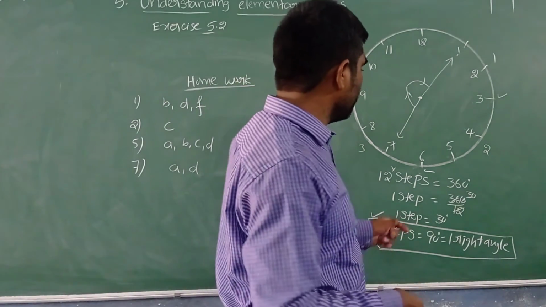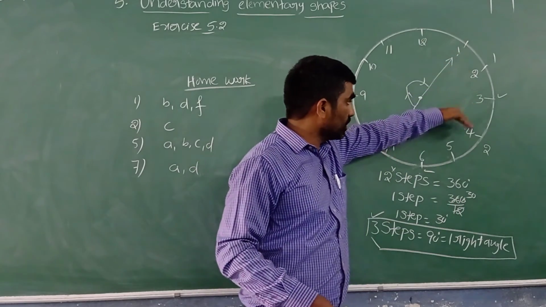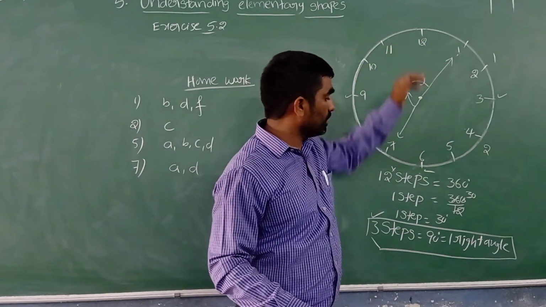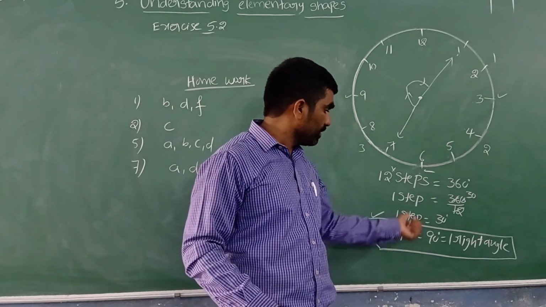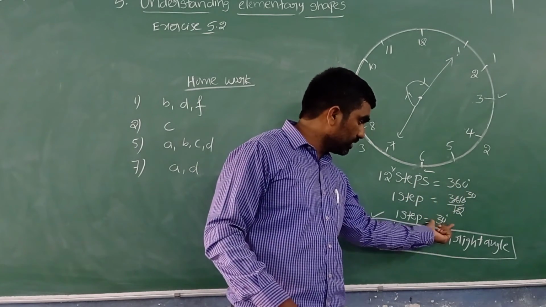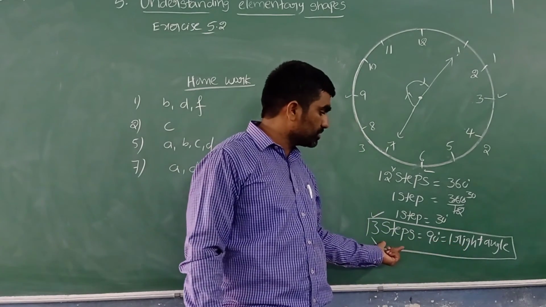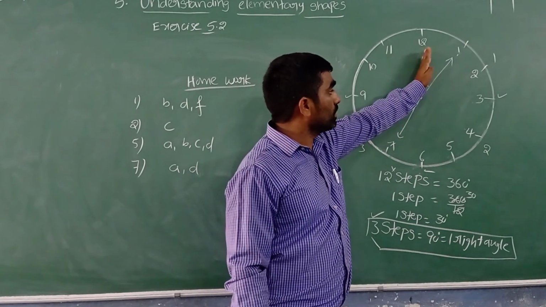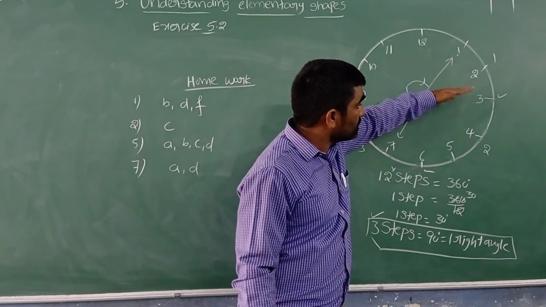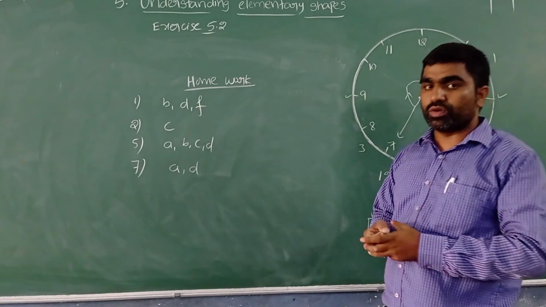What is the relation between steps and degrees? One whole revolution, one complete revolution, is 360 degrees, which is equal to 12 steps. So one step is equal to 30 degrees. Now let's see the relation between the number of right angles and steps. One right angle is nothing but we need to cover 3 steps. For every 3 steps, we consider it as one right angle. Hope you understood today's class.